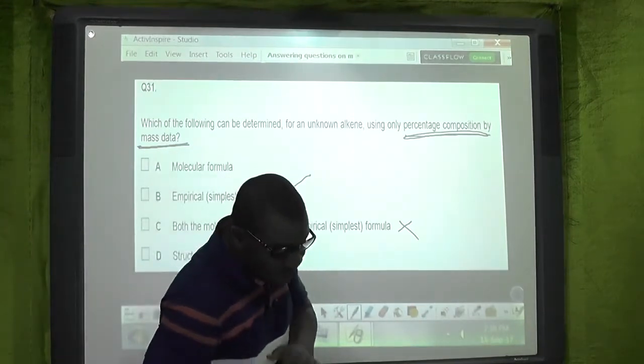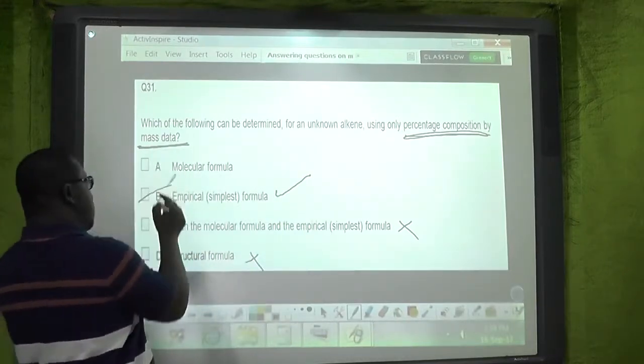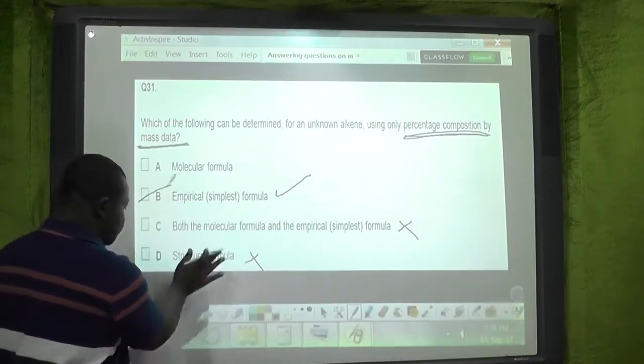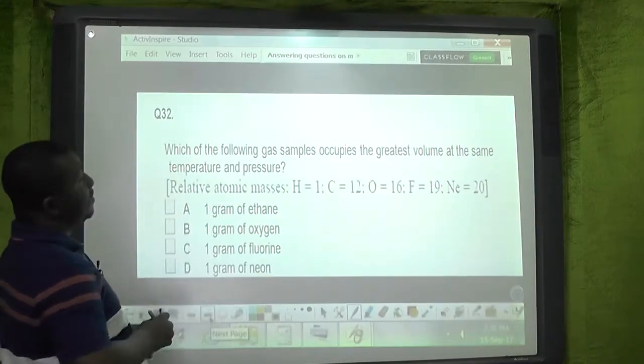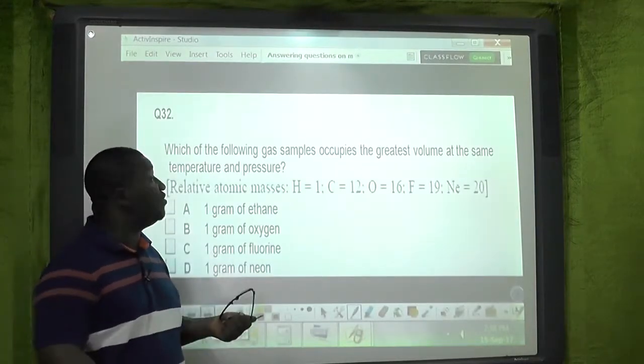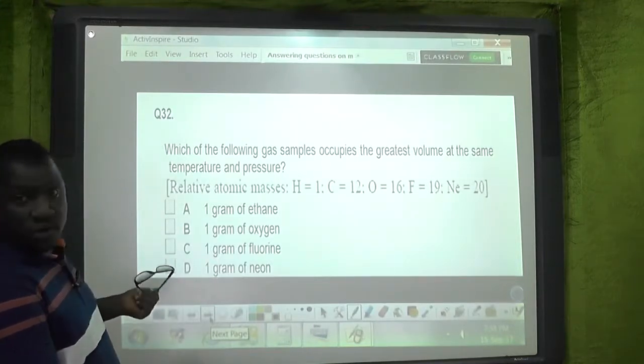Question 31. You see the teacher is always checking if the simplest one is correct. So B again. Yes, because nobody is Mr. Know-All. The teacher can make mistakes sometimes, so it is not something you say, oh, teacher made a mistake. Of course, we are human beings.